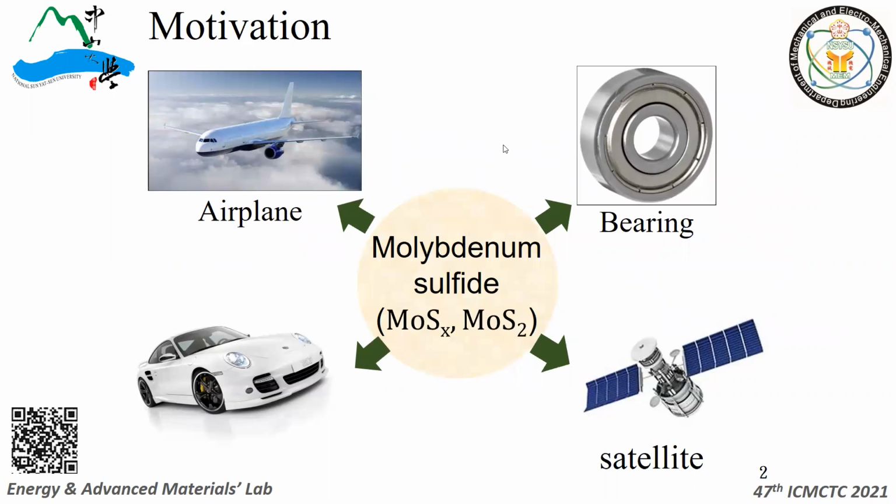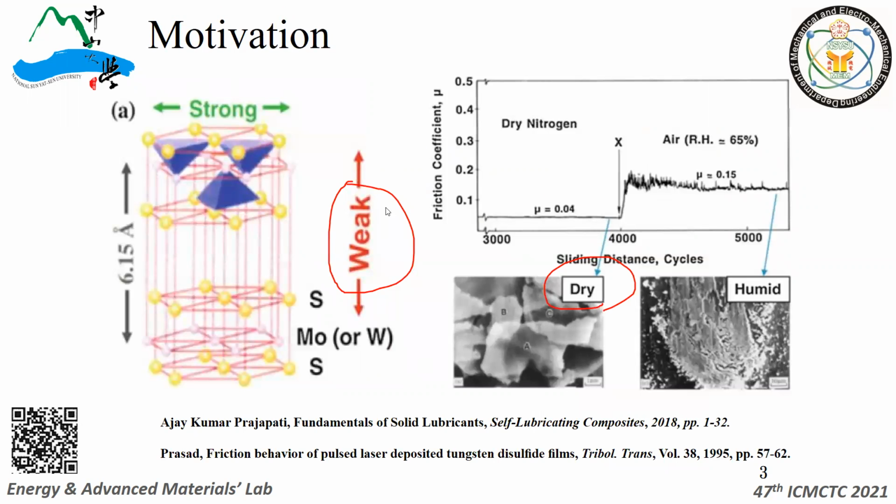MoS2 has been widely used in different industries such as automotive or machinery, and mostly it is used as a lubricant. The reason it can be used as a lubricant is its weak bonding force between layers. This weak van der Waals bonding allows each layer to slide over each other easily. Also, dry MoS2 has a much lower friction coefficient than wet MoS2.